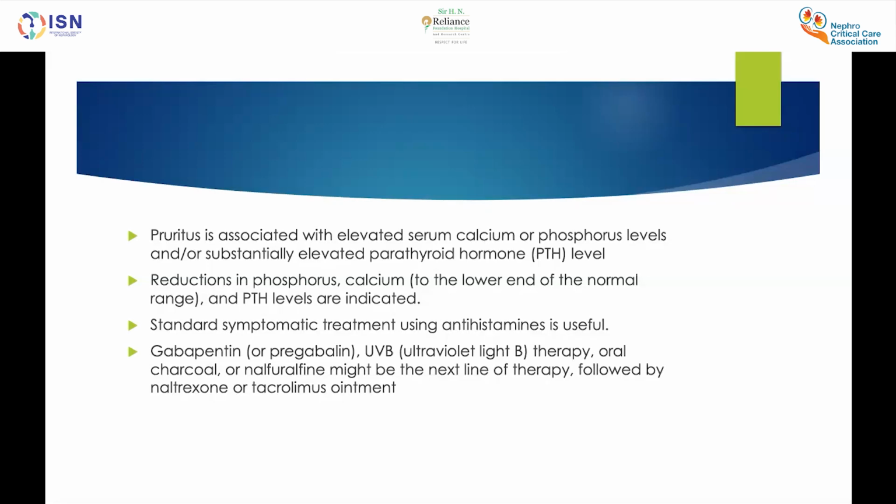Standard symptomatic treatment using antihistaminics is useful. Also, we could try gabapentin, ultraviolet light B therapy, oral charcoal, or nalfurafine, which might be the next line of therapy, followed by naltrexone or tacrolimus ointment.